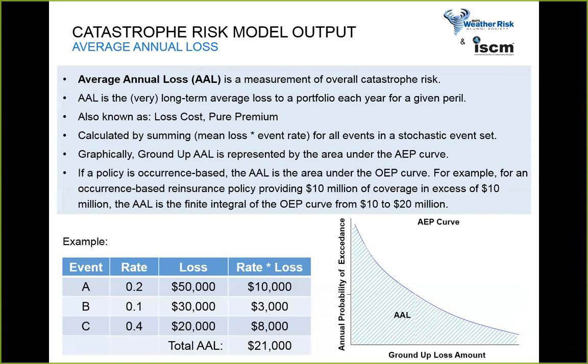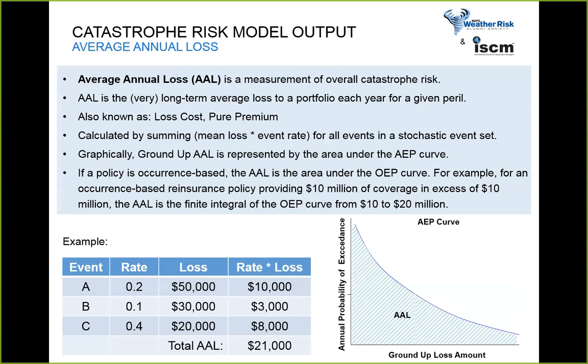Now, of course, this is just covering the risk. Insurance and reinsurance policies also have different loads for cost of doing business, profit loads, etc. So that's not exactly what you're going to pay for coverage, but if you just want a pure metric of what your long-term risk is to tropical cyclones or any peril, the AAL is it.